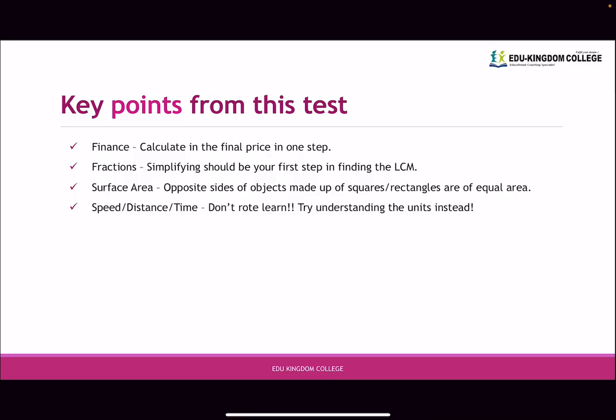So finance, make sure you try and decrease the number of steps you take. Don't jump and make silly mistakes while you're skipping steps that you need, but try and get rid of unnecessary steps if you can. Be smart about it. Fractions, when you're simplifying something, when you're finding a common denominator, make sure you don't multiply everything together unless it's a prime number. And make sure you simplify before you find the LCM, because otherwise your numbers are going to be huge. In terms of surface area, remember that opposite sides are the same. It helps you a lot in terms of time management.